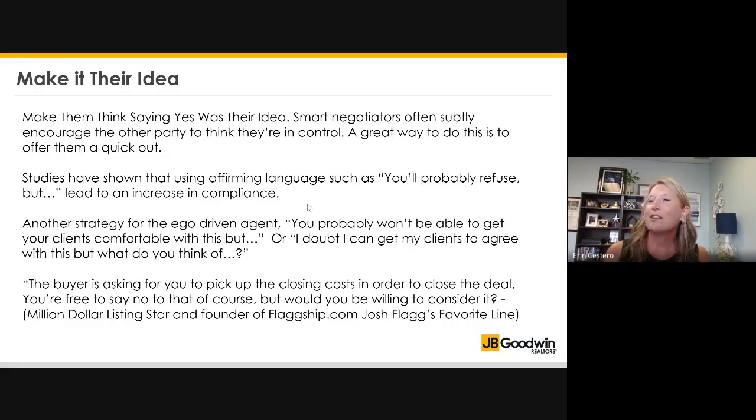Smart negotiations often subtly encourage the other party to think they're in control. A great way to do this is to offer them a quick out. Studies have shown that using affirming language such as, you'll probably refuse, but, leads to an increase in compliance. Your sellers probably don't want to leave it, but my buyers really would be willing to move the closing date if they had the refrigerator that they don't have to order and worry about getting it into the home.